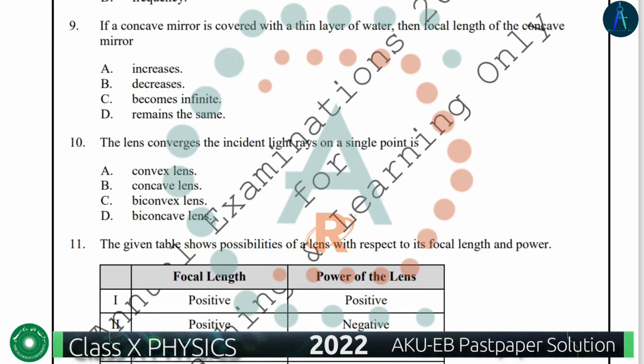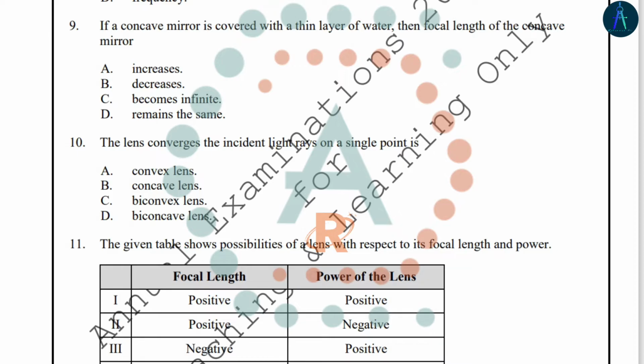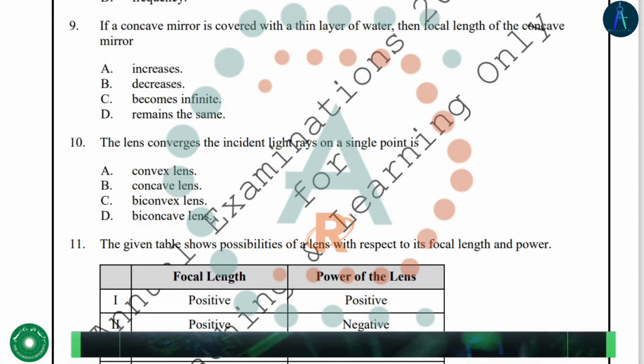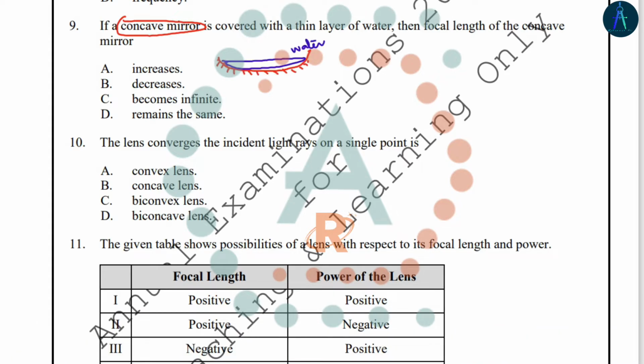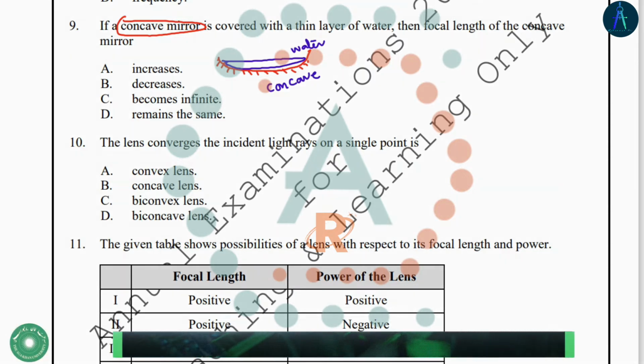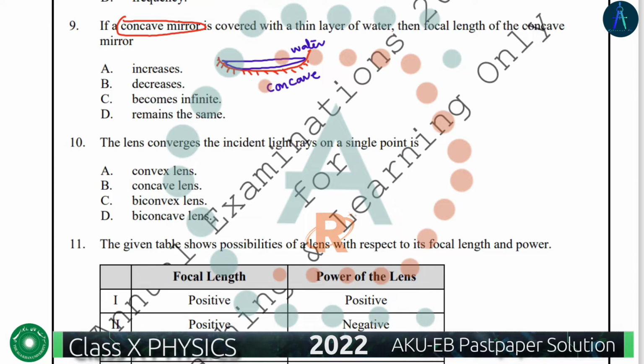Let's see the next question. If a concave mirror is covered with a layer of water, then the focal length of the concave mirror will be. What will be the effect of putting a layer of water on a concave mirror? This is our concave mirror, and by putting a thin layer of water on the surface, the focal length of the concave mirror will decrease. So option B is the right answer.